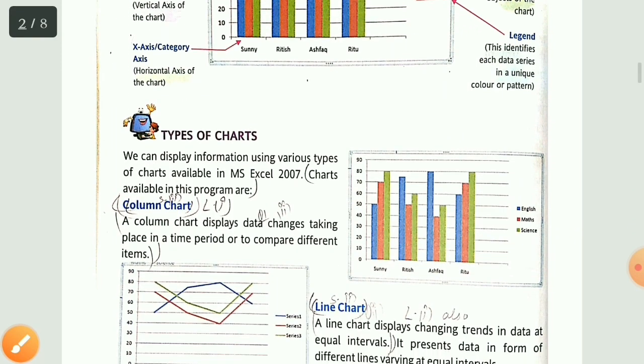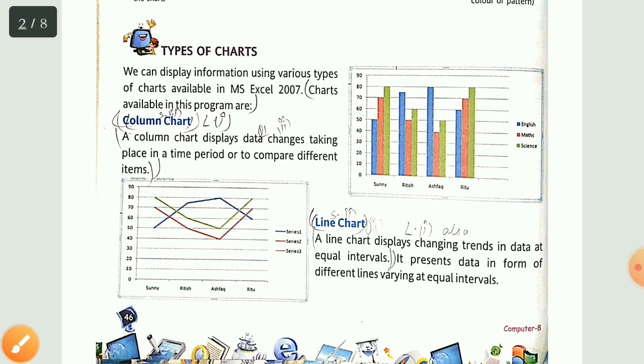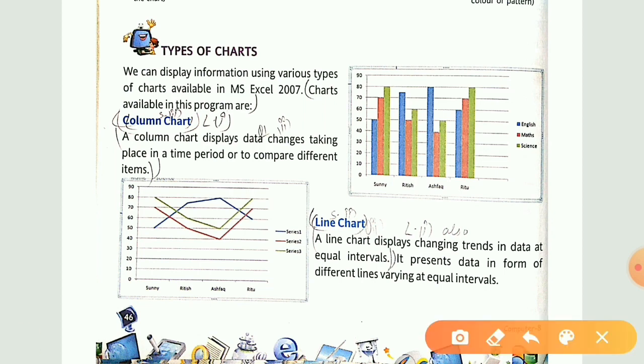Now moving forward with your types of chart. Okay, see, different types of charts we are having in MS Excel, and subtypes also we are having. So let us see each chart one by one. Firstly, the simplest form of chart, that is your column chart. Column chart displays data changing taking place in a time period or to compare different items. Yes, in a time period, how the data is being changed for every person. It is used to compare different items.